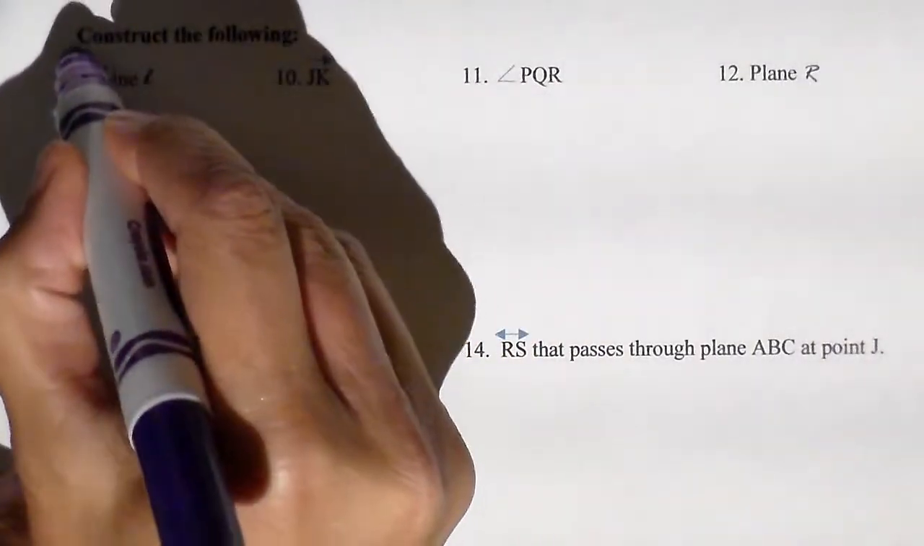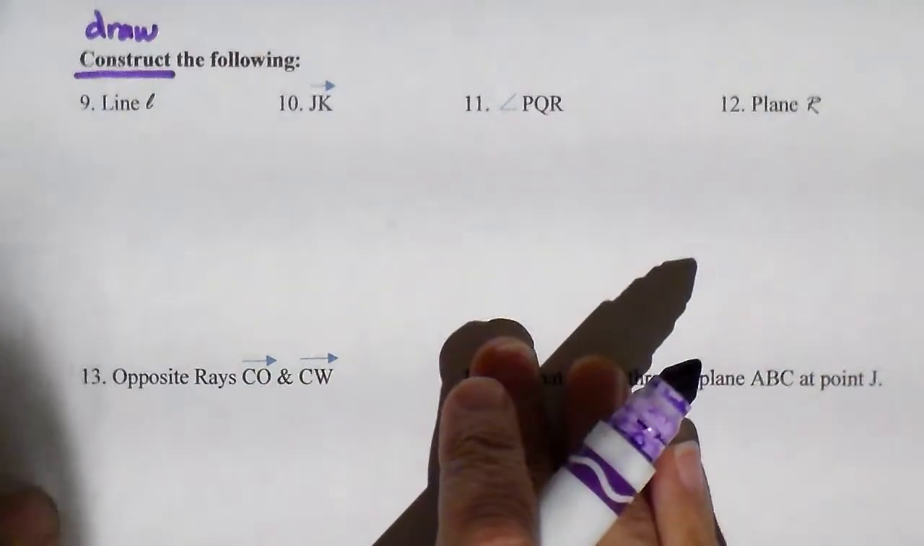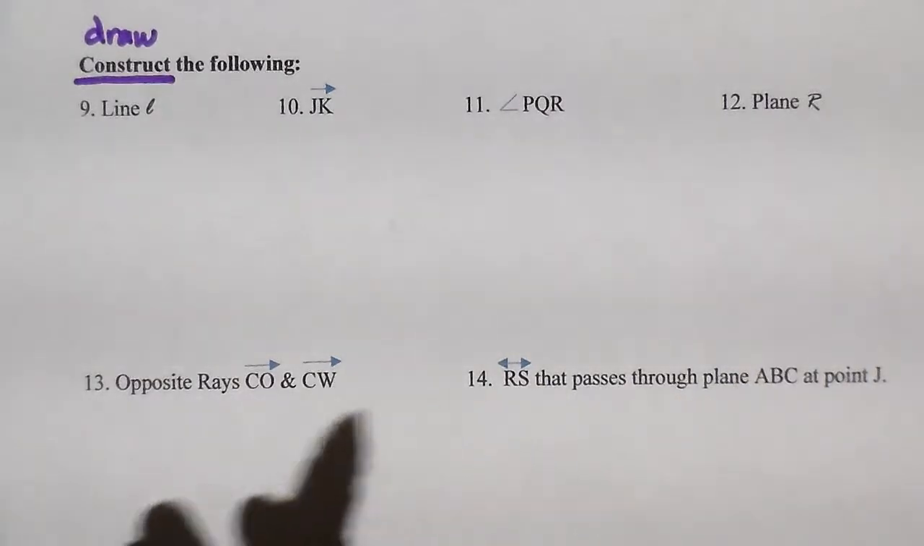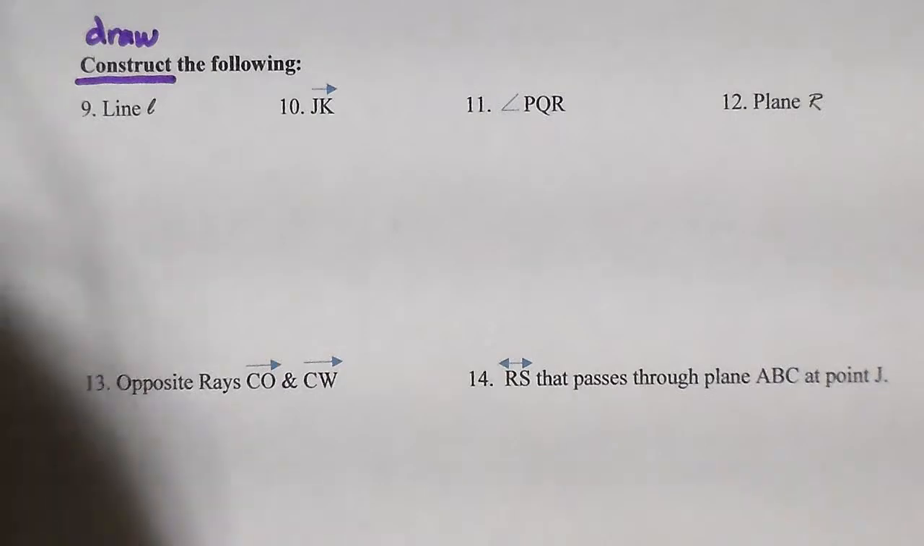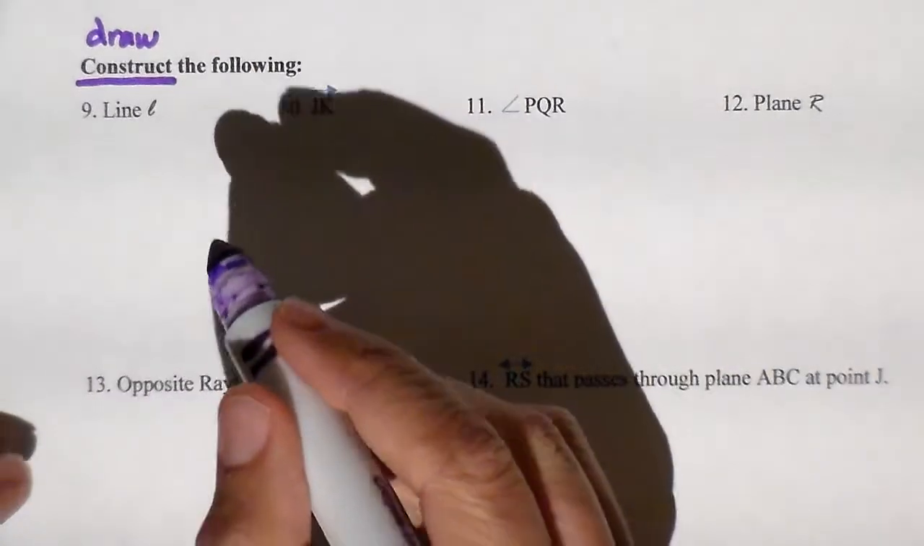Construct the following. Okay, construct means to draw. Fancy word for draw. So what you need to be able to do is look at these symbols and representations and tell me what kind of picture you're going to have, and you have to create that picture.